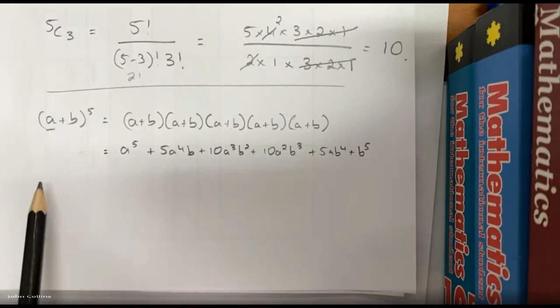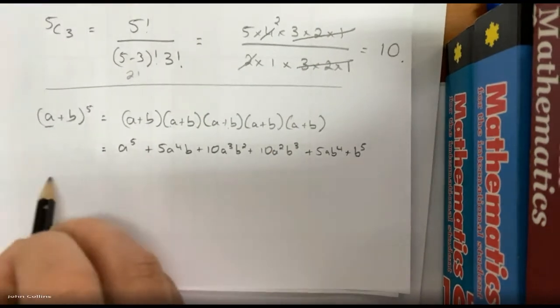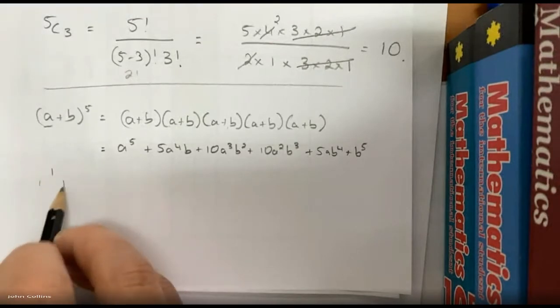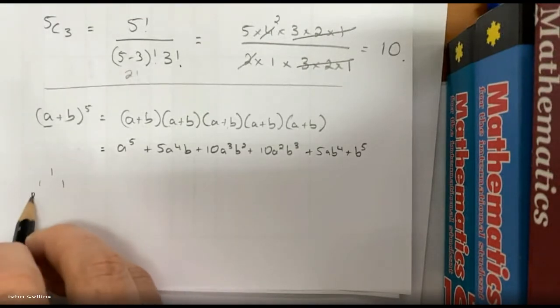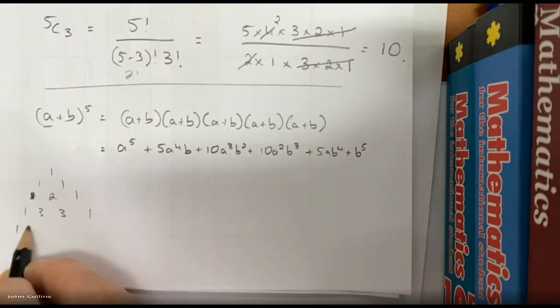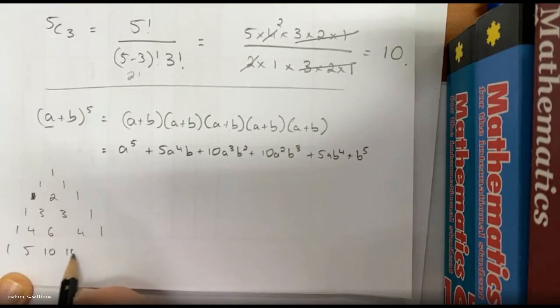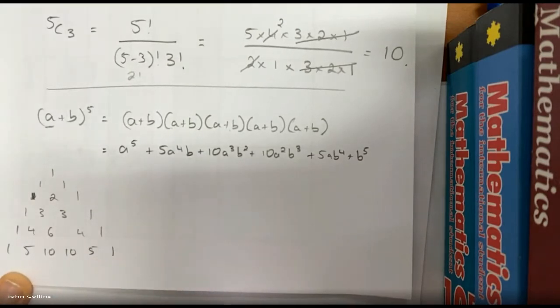The coefficients then were from Pascal's triangle. Now, if you remember Pascal's triangle, I can draw a little sketch of it here. 1, 1 1, 1 2 1, 1 3 3 1, 1 4 6 4 1, 1 5 10 10 5 1. And that was Pascal's triangle, and we saw the patterns in there.